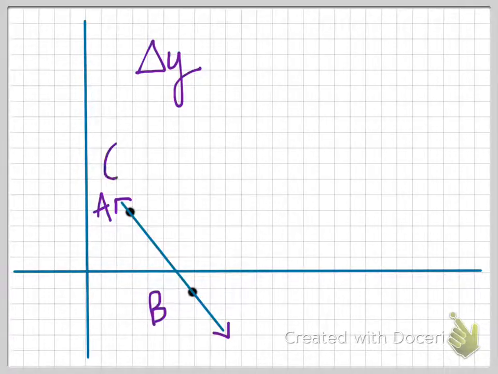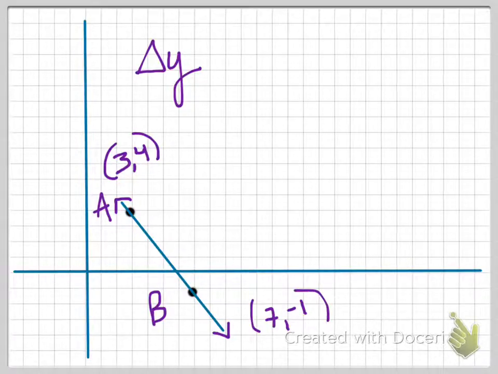You'd go over, what would it be? Our x value appears to be a 3, right? Over 3, and then it goes up 1, 2, 3, 4. Looks like it's about 3, 4. And if we come over here to point B, what does that appear to be? We've got 1, 2, 3, 4, 5, 6, 7. I'm getting a 7, -1. Okay, that's pretty easy, right?